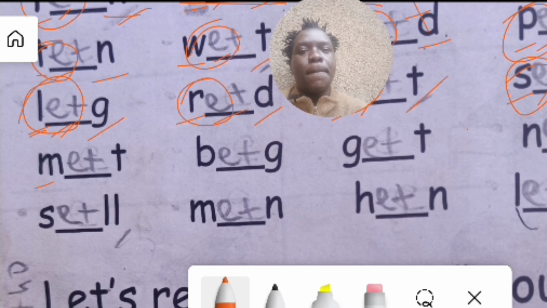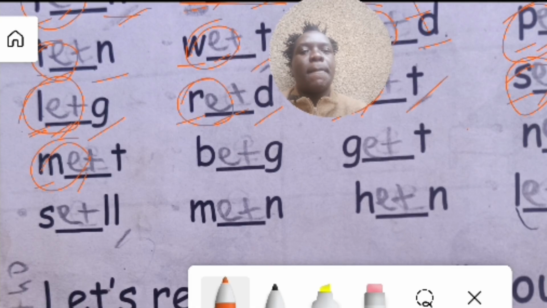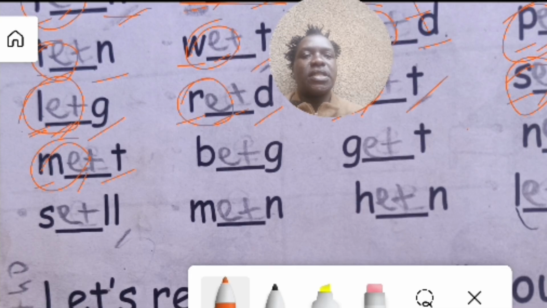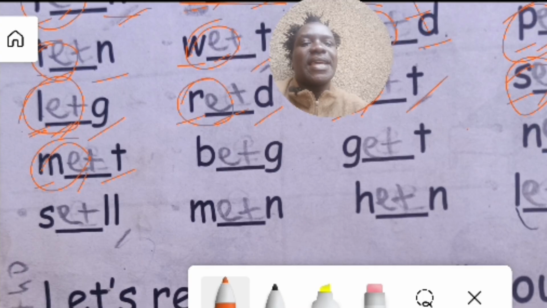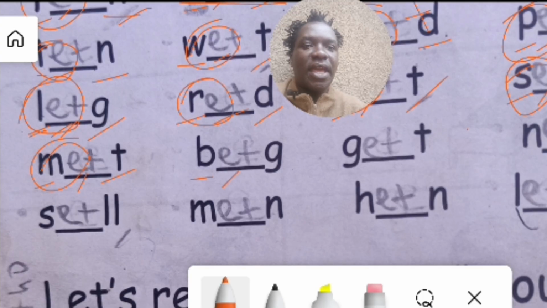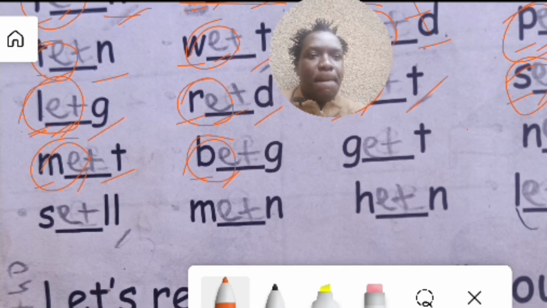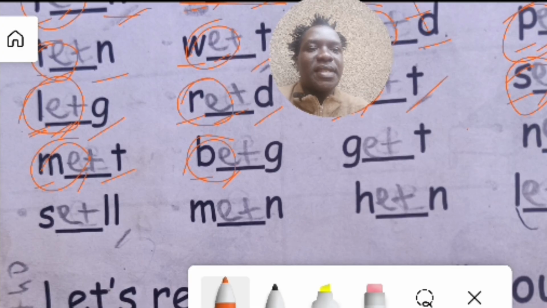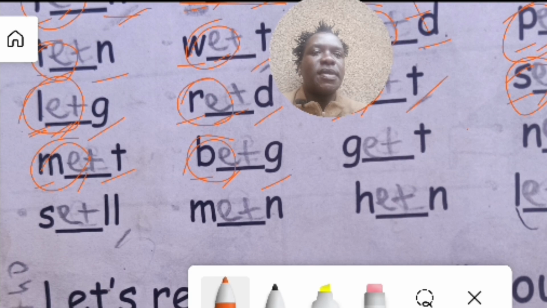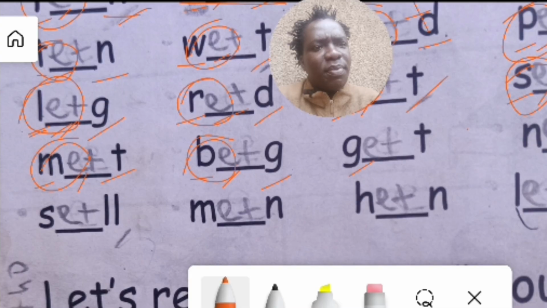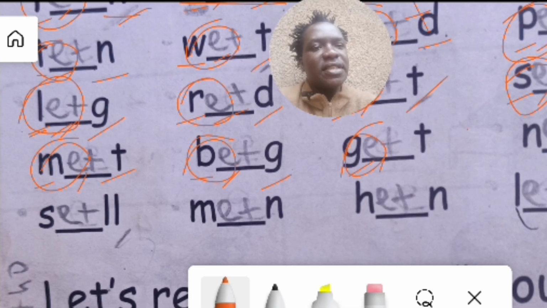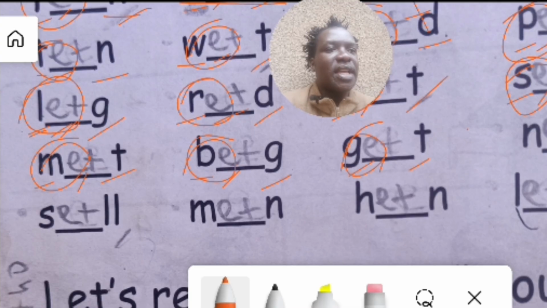Consonant M plus vowel A, this is me. Me plus consonant T becomes met. Consonant B plus vowel A becomes be. And then be plus this G, which is a consonant, becomes beg. And consonant G plus vowel A becomes ge. If you add the T, it becomes get.